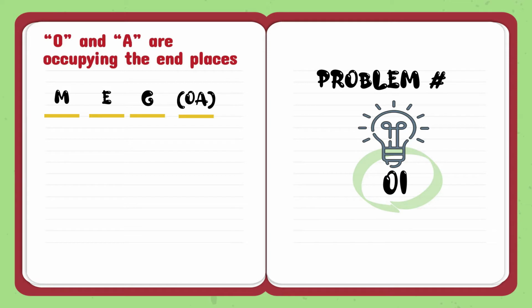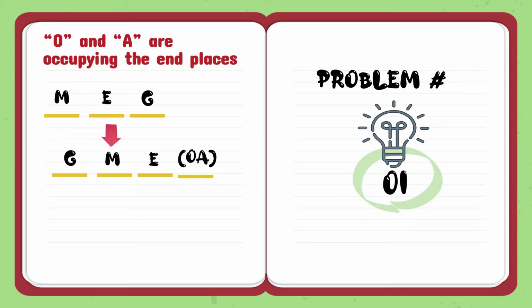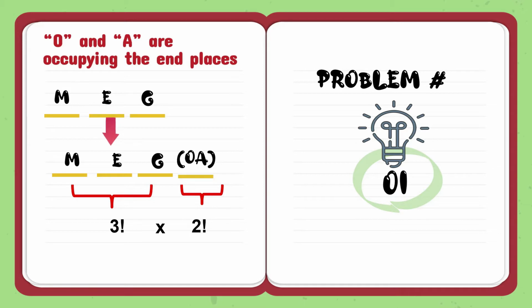Here, O and A are fixed. Hence, M, E, and G can be arranged in 3 factorial ways. But O and A can be interchanged, thus, it can be arranged in 2 factorial ways. So the total number of words we have, 3 factorial multiplied to 2 factorial. This will then give us a result of 12 ways.